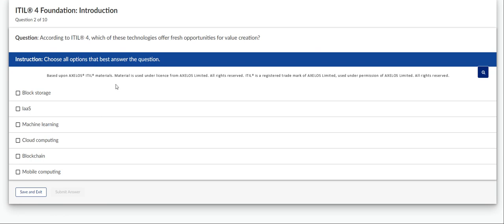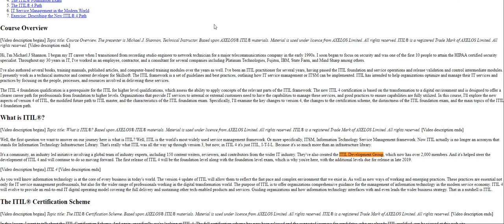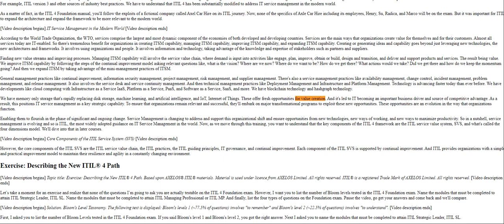According to ITIL 4, which of these technologies offer fresh opportunities for value creation? I'm not sure about this, but one of them will be blockchain, I guess. Let's see how it goes. We have memory only storage that's rapidly replacing disk storage, machine learning, and artificial intelligence and IoT, Internet of Things. These offer fresh opportunities for value creation.